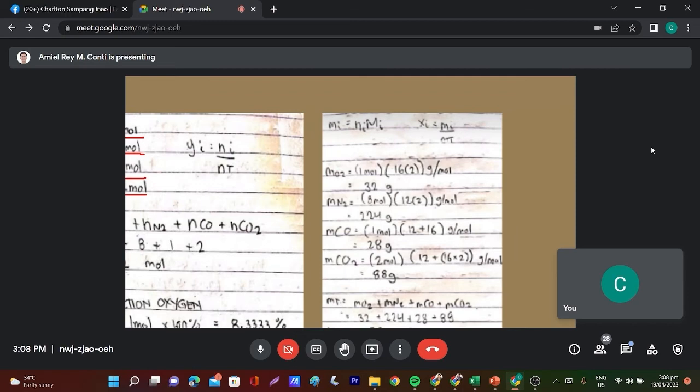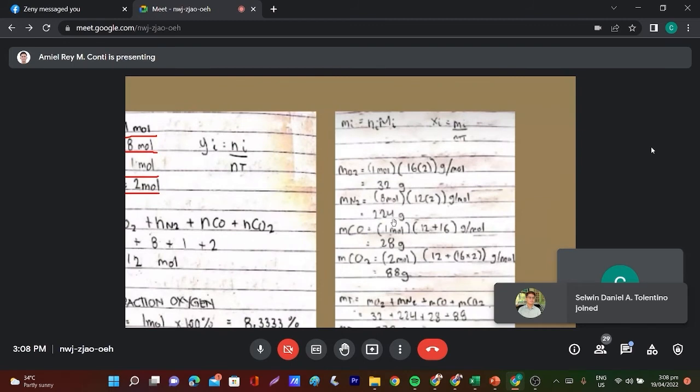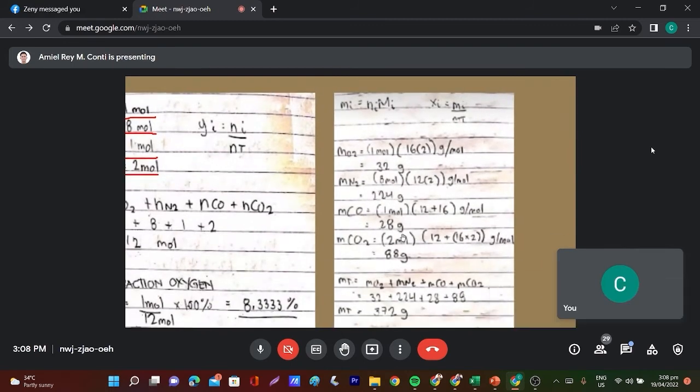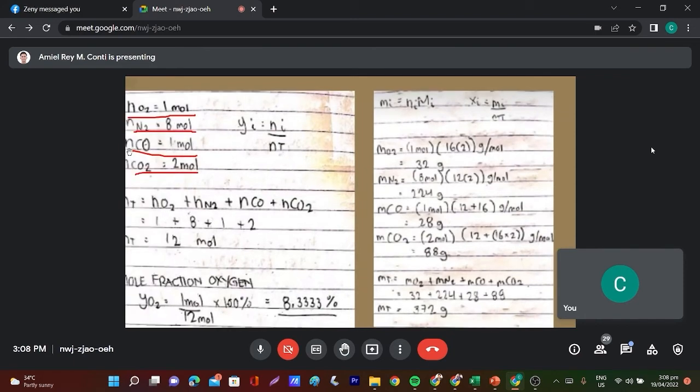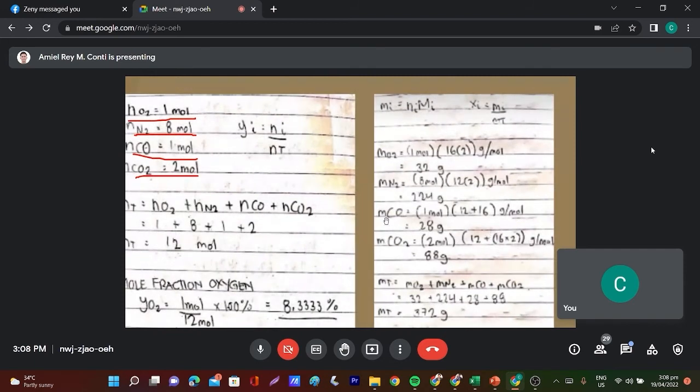Then, ganun din po sa nitrogen, diatomic din po siya, ang molar mass po niya is 14. Then, dahil diatomic, multiply lang po sa 2. Then, multiply sa mole niya na given, which is 8 mole, getting 224 grams. Then, sa carbon monoxide, 1 mole yung carbon monoxide. Carbon is 12. Oxygen, since di naman naka-indicate na 2, 1 lang ang oxygen sa carbon monoxide, 16 lang. Hindi siya i-multiply sa 2. So, 12 plus 16, i-add lang yung molar mass ng carbon at oxygen. 12 plus 16, we get 28, since multiply lang naman sa 1.